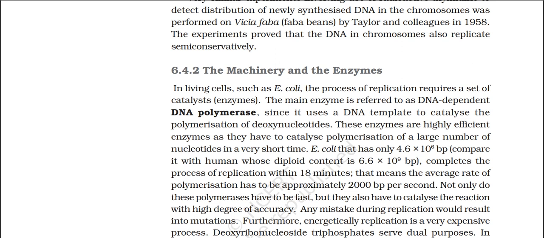E. coli that has only 4.6 times 10^6 bp, compare it with human whose diploid content is 6.6 times 10^9 bp, completes the process of replication within 18 minutes. That means the average rate of polymerization has to be approximately 2000 bp per second. Not only do these polymerases have to be fast, but they also have to catalyze the reaction with high degree of accuracy. Any mistake during replication would result into mutations.